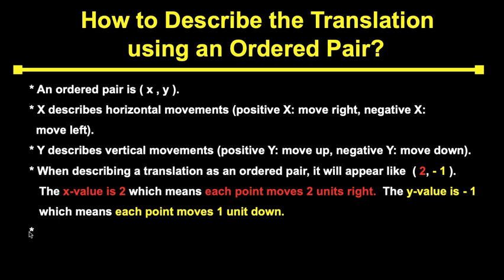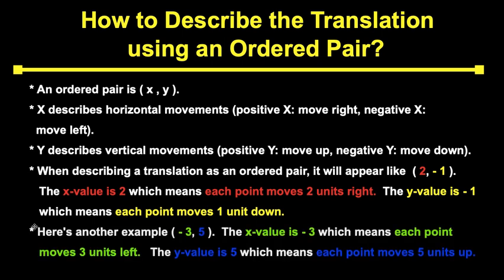Here's another example. Here's the ordered pair negative 3, 5. The x value is negative 3, which means that each point will move 3 units to the left. And the y value is 5, which means that every point will move 5 units up.